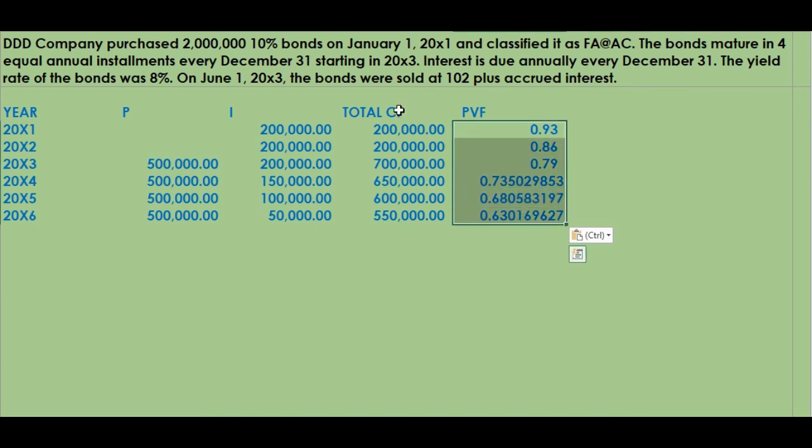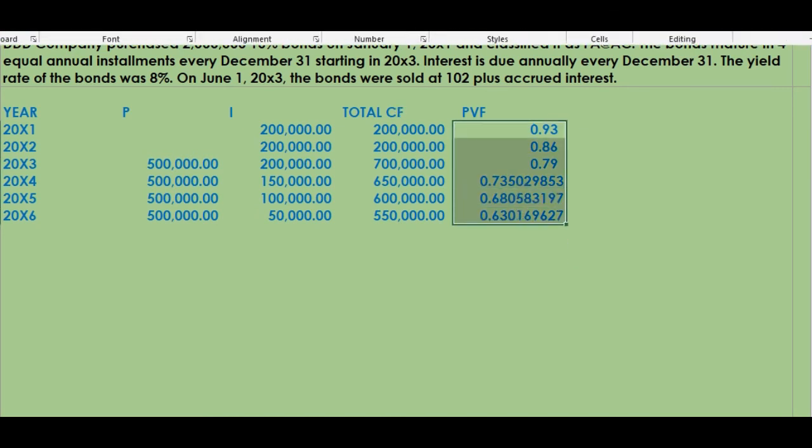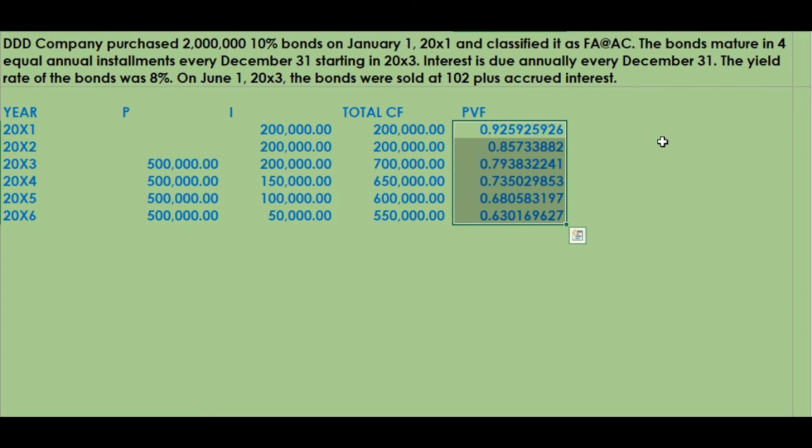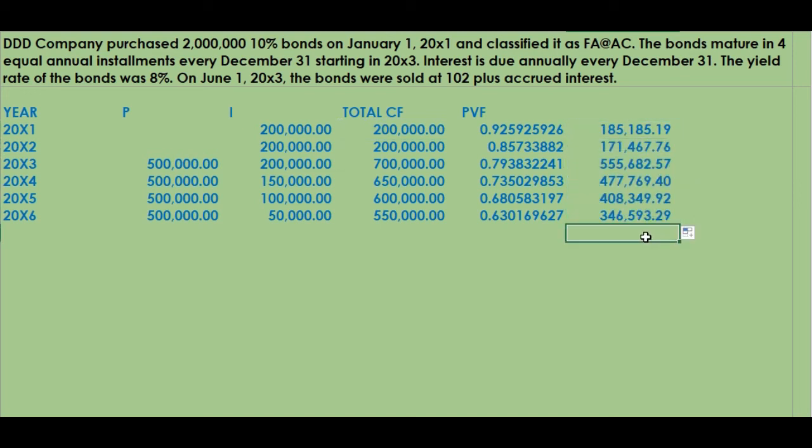Ayusin ko lang yung format para maging consistent siya. Okay. And we will be multiplying the total cash flows by our present value factor. At total natin dito para makuha natin yung total present value. So this is our total present value here, which will now be the basis of our journal entry, or amortization table muna tayo bago mag-journal entry.